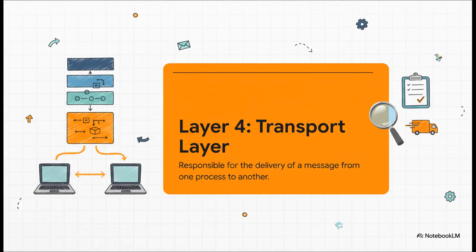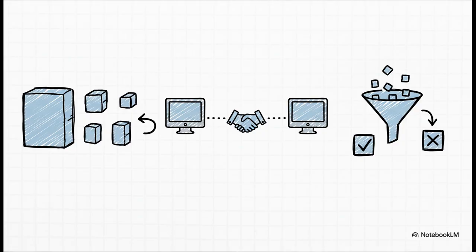Its main job is to make sure every single one of those pieces gets from the right app on the sending computer, say your browser, to the right app on the receiving computer, the web server, and that they all arrive in one piece and in the right order. And it does this in a few key ways.